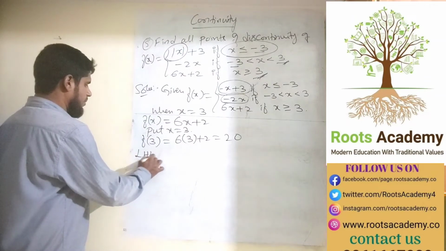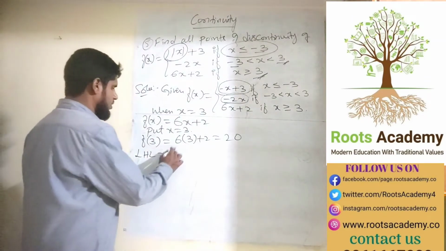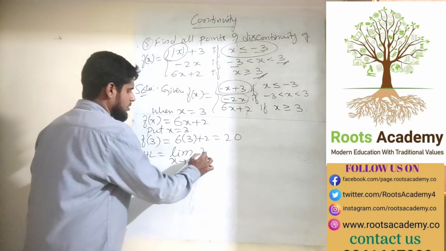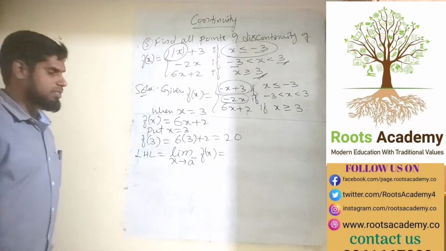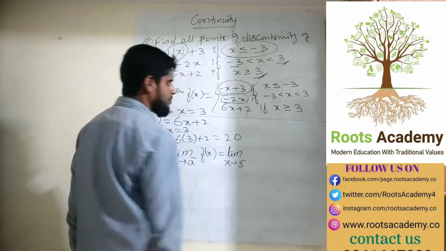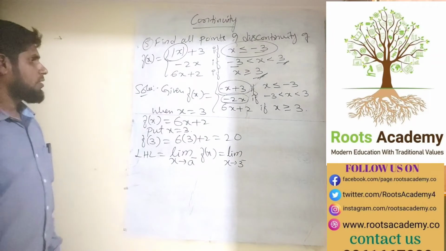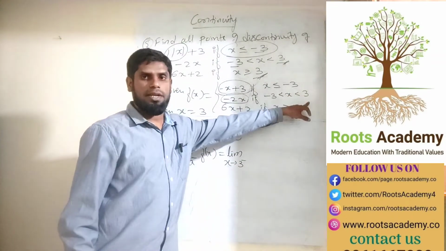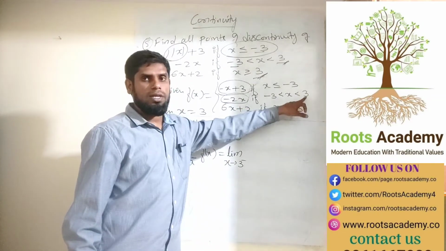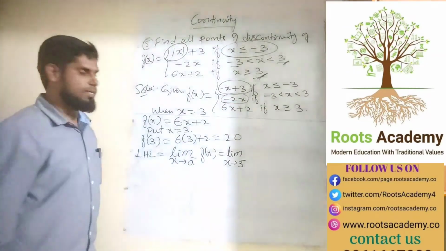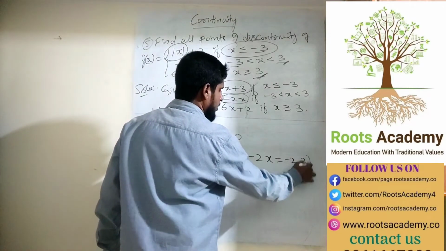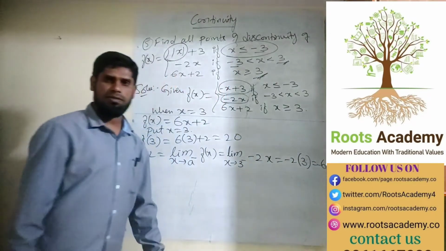Let us check what is our left hand limit. Left hand limit is equals to limit x tends to a power minus f of x, which is limit x tends to 3 power minus. What is f of x here? Here x less than 3. So this is the left hand limit function, and when x is 3, the left hand limit function is minus 2x. Minus 2 into x, that is minus 2 into 3, answer is minus 6.